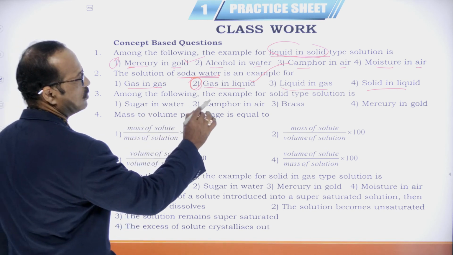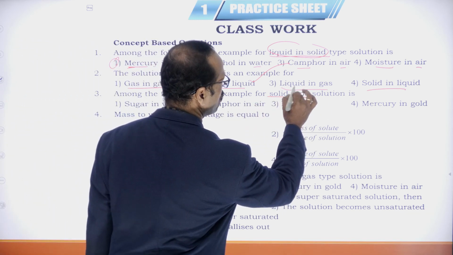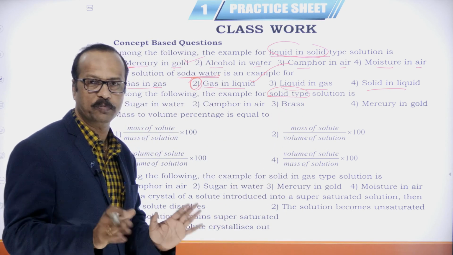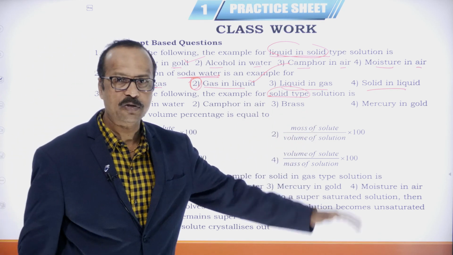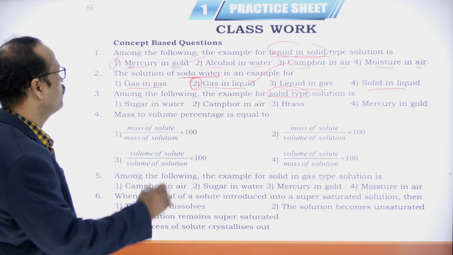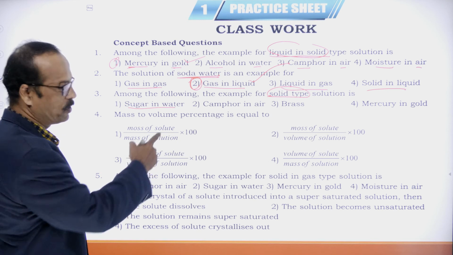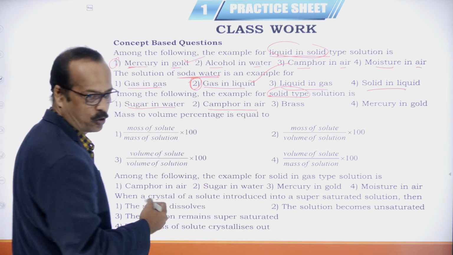Now the third one: among the following examples, solid type. Given solid type means both should be solid only. Solid in solid, complete solid only. Now see here. Sugar in water? No, because water is liquid. Camphor in air? No, here it is air.